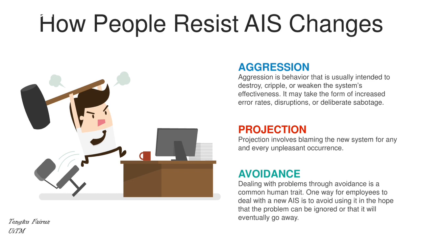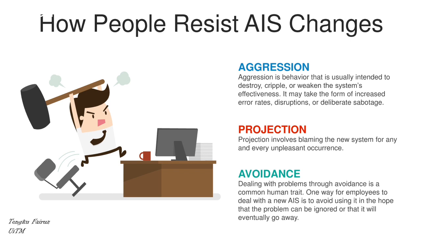Major resistance often takes one of these three forms: aggression, projection, and also avoidance. Okay, so under aggression, this is behavior that is usually intended to destroy or cripple. For example, they have a form of sabotage of the system. So they very aggressively reject the proposed system.